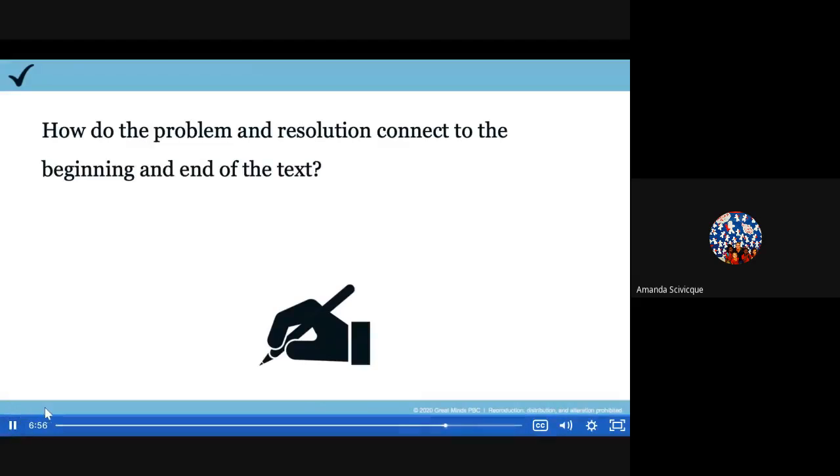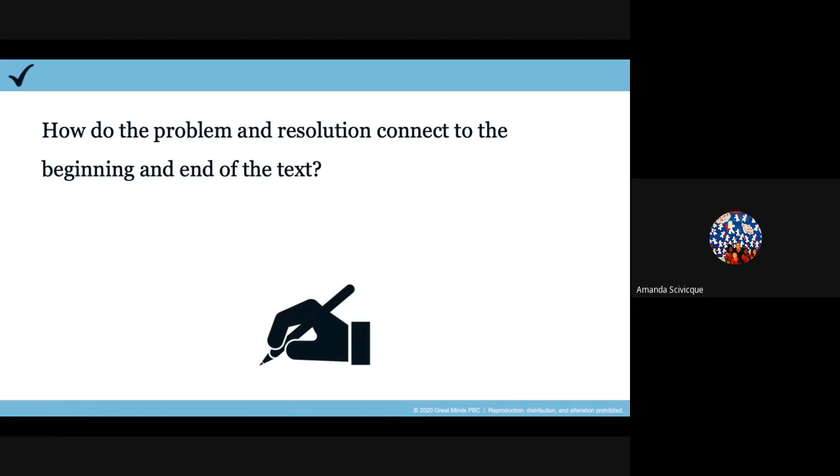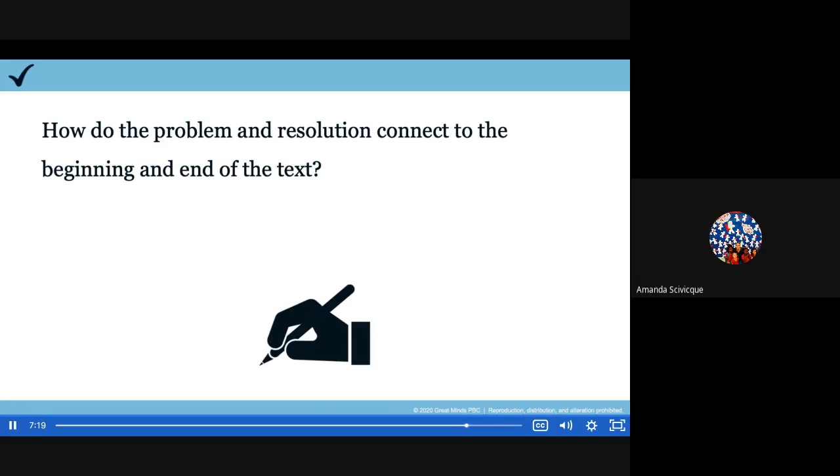Today we learned how the problem and resolution connect to the beginning and ending of a text. Your classroom teacher will be checking in with you to read your response to this question. In your journal, please answer this question. How do the problem and resolution connect to the beginning and end of the text?